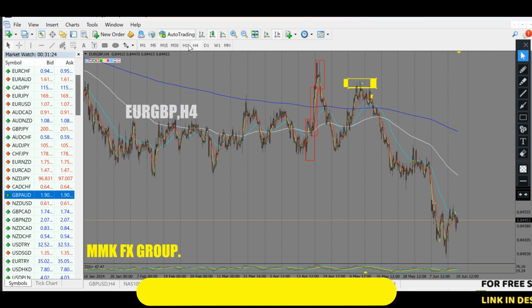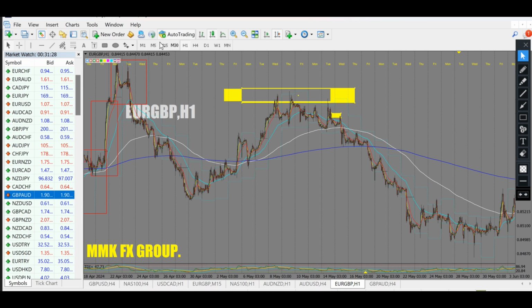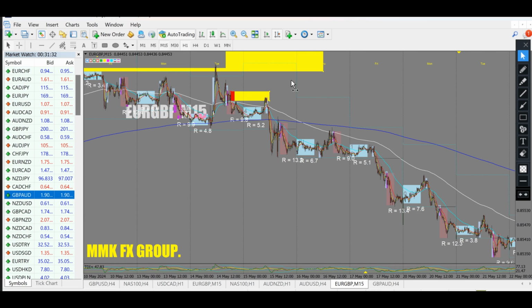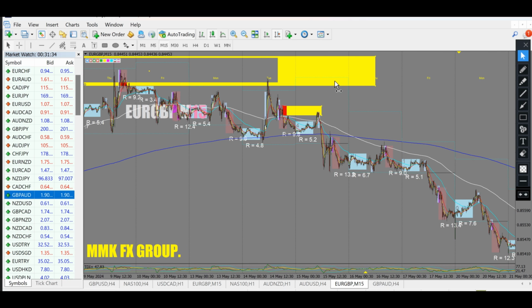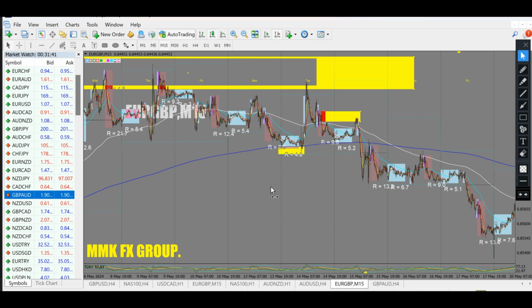So if you went to your H1 right here, this is what you'd see. If we take it to the M15, so we can look at the stop hunts more, this is what you'd have. As you can see right here, price coming off this 800 EMA. Remember, you already understand that this is a peak formation.